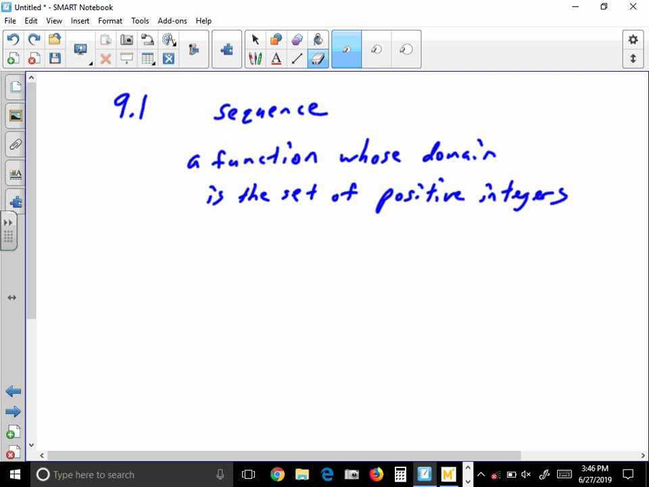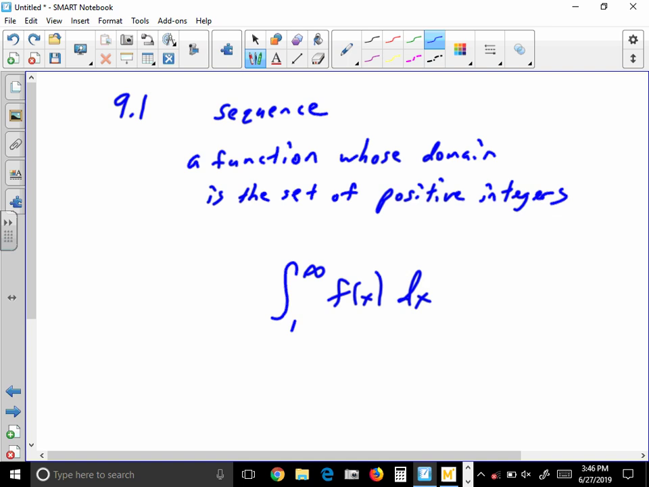So in chapter 9, we're going to take a little bit of a detour, and we're going to come back to things relating to integrals. When we do integrals, we're adding stuff together. And in the last section, we added stuff together like forever. We did integrals that went to infinity, which is kind of a strange concept. So we're going to be talking about adding a lot of stuff together in this chapter.